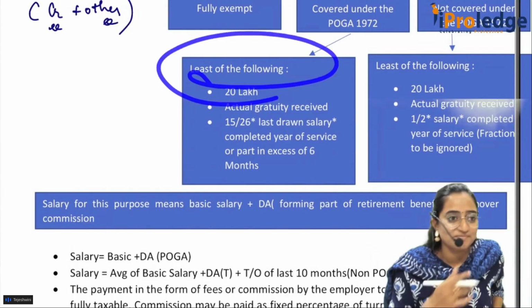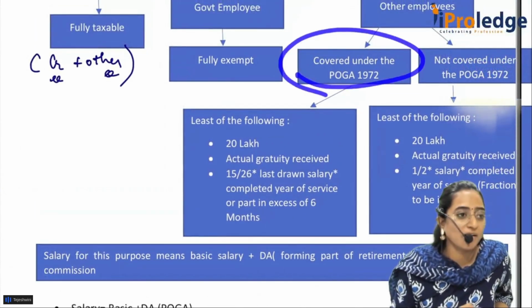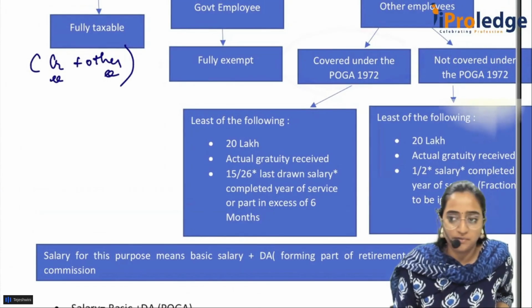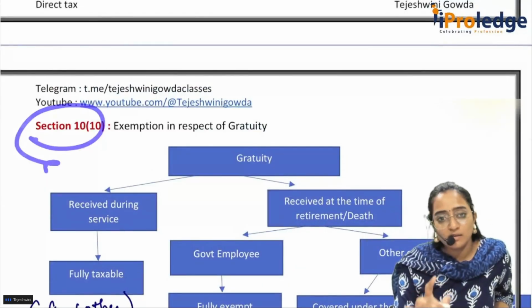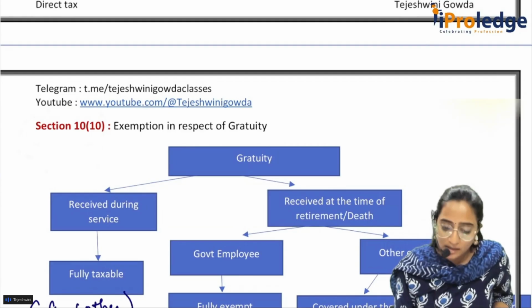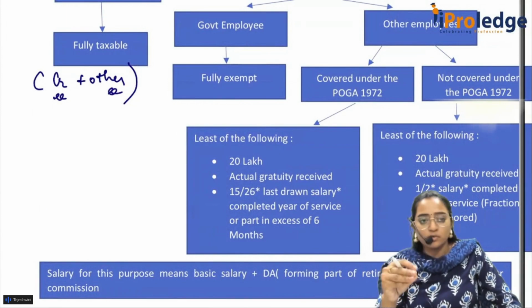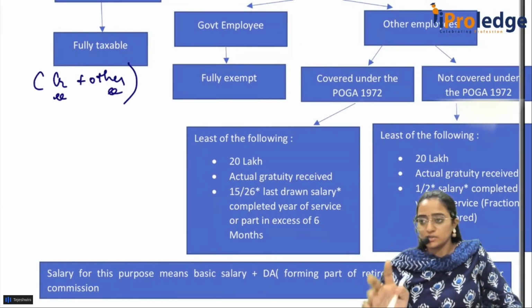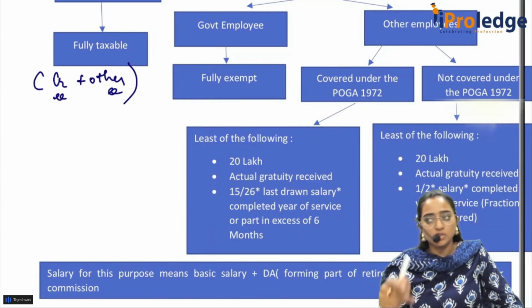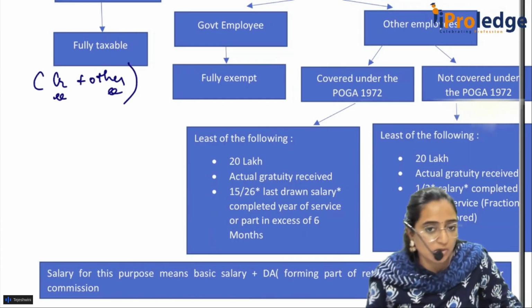Everything will be resolved. So, the least of the following would be exempted if covered under POGA 1972. Exemption is covered under 10(10): 10(13A) HRA, 10(10A) pension, 10(10) gratuity. If they are giving you a question under gratuity, normally they will give a separate question or they can give it in a full-fledged question. Whatever calculations you are doing now, HRA calculation, pension, gratuity, they can either give it in a full-fledged question or a separate question. Both possibilities are there. A separate question is somewhere around 4 to 5 marks, a full-fledged question somewhere around 8 to 12 marks or 15 marks also.